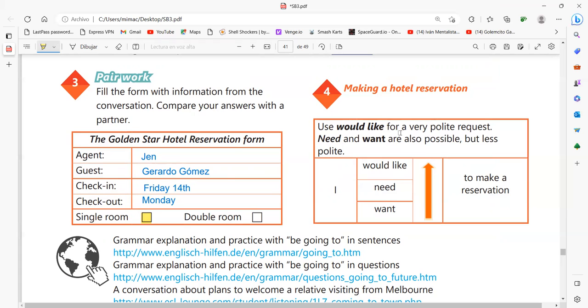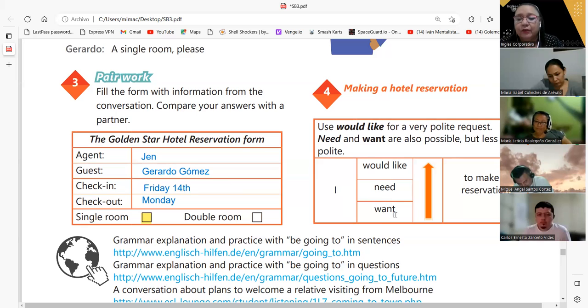Now, class, let's analyze exercise number 4. Making a hotel reservation. Use would like for a very polite request. Need and want are also possible, but less polite. I would like to make a reservation is excellent. It's very, very polite. I need to make a reservation is less polite. I want to make a reservation is not so polite because you are saying I want to, like an order, yeah? Or in any other case, I need to, but I want to is not so recommended for you to use, okay? When you are on a phone call, especially making a reservation.